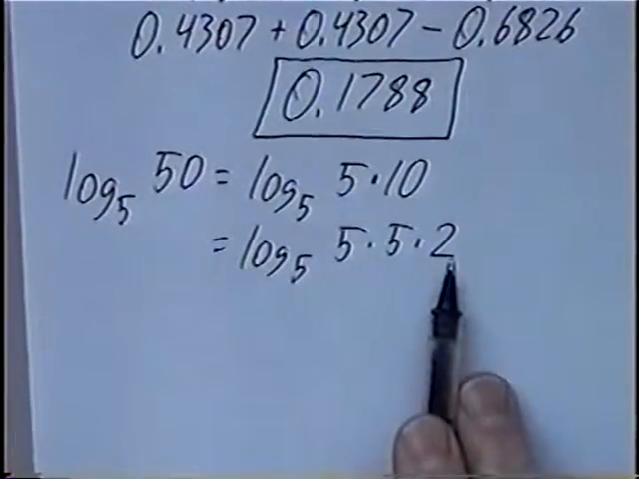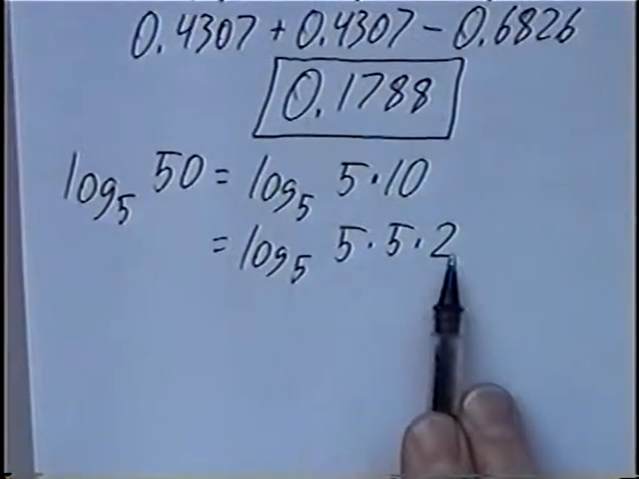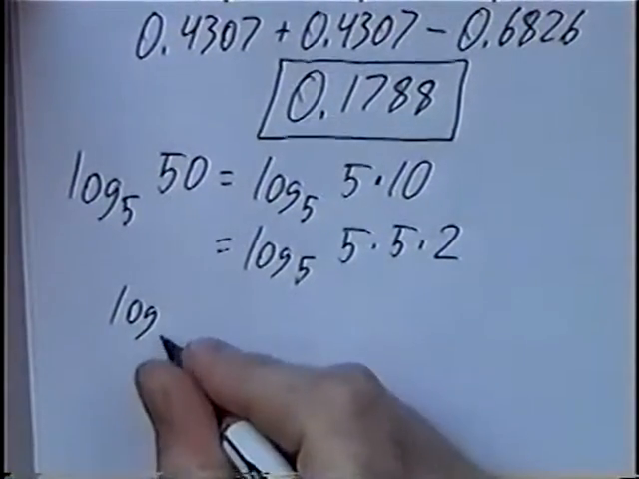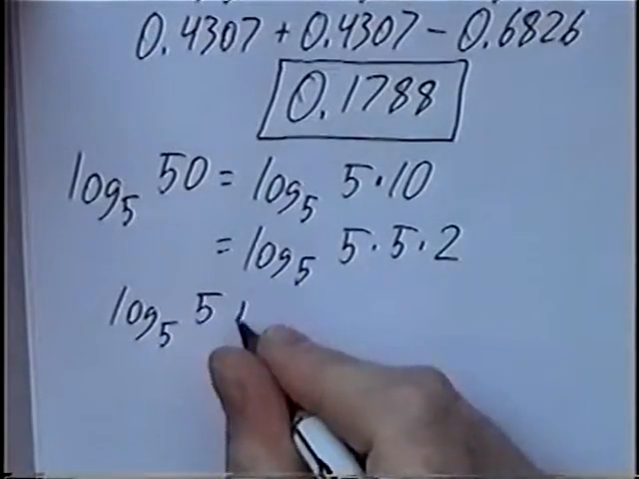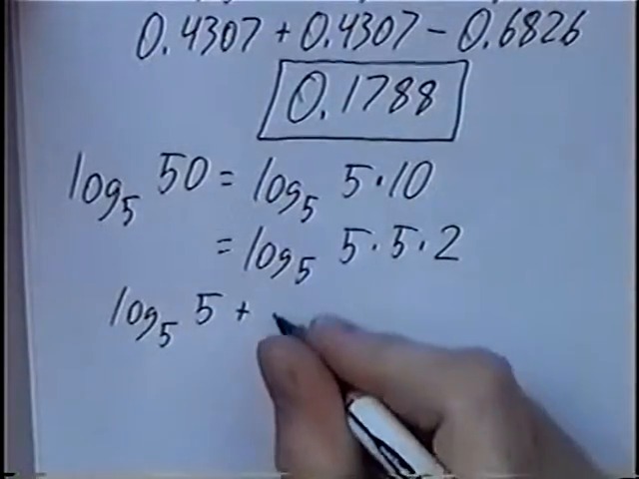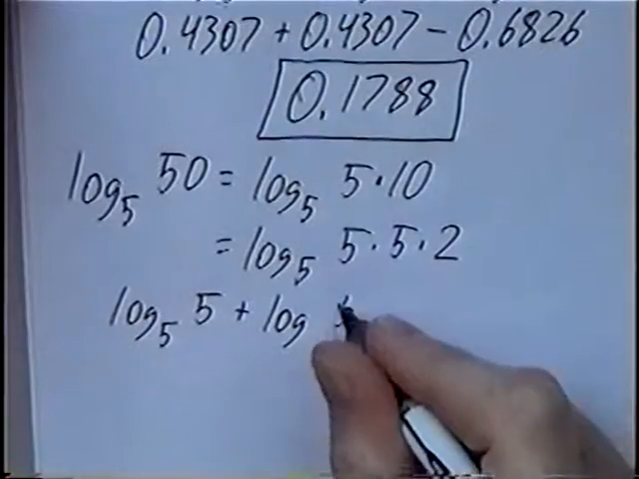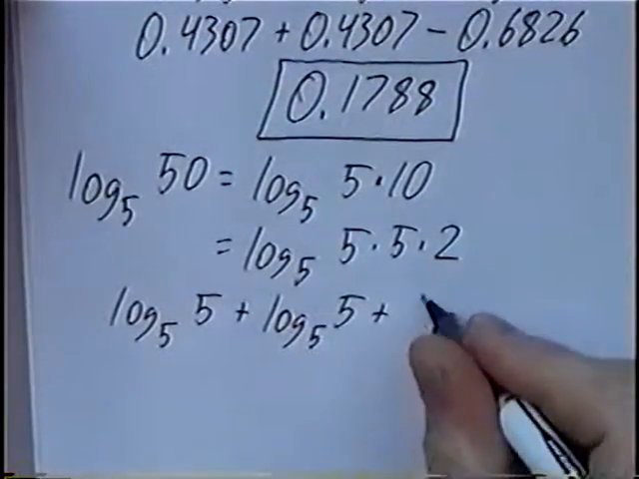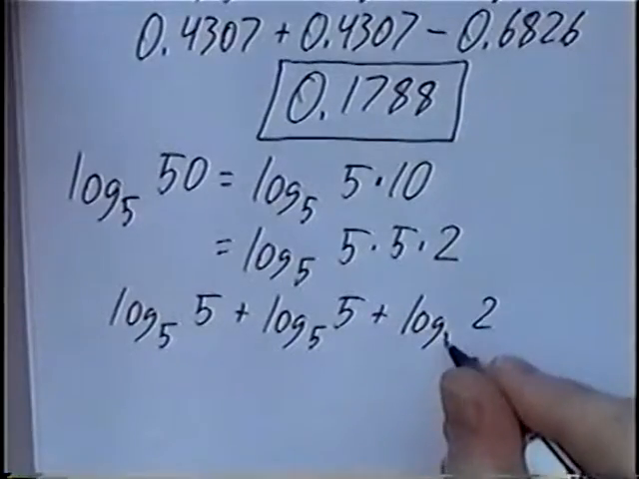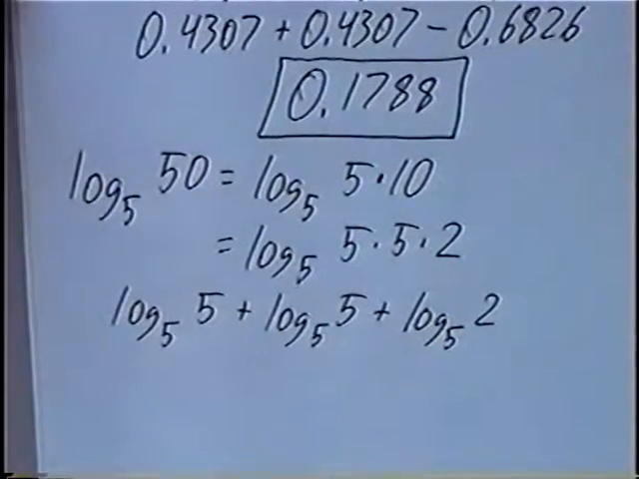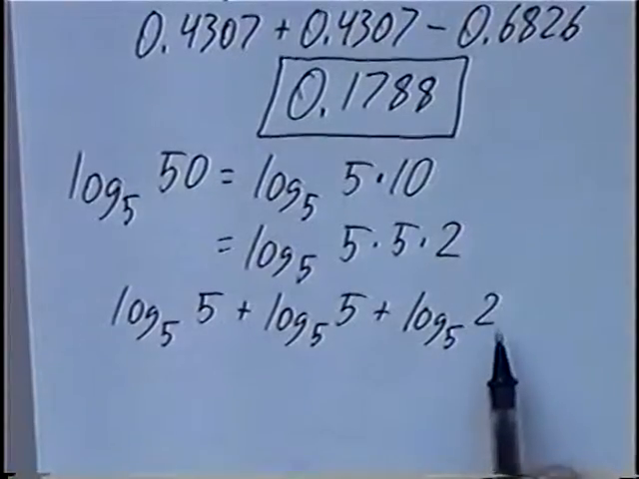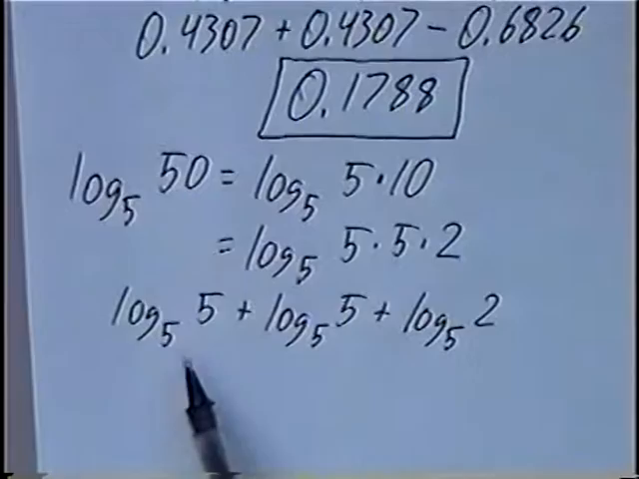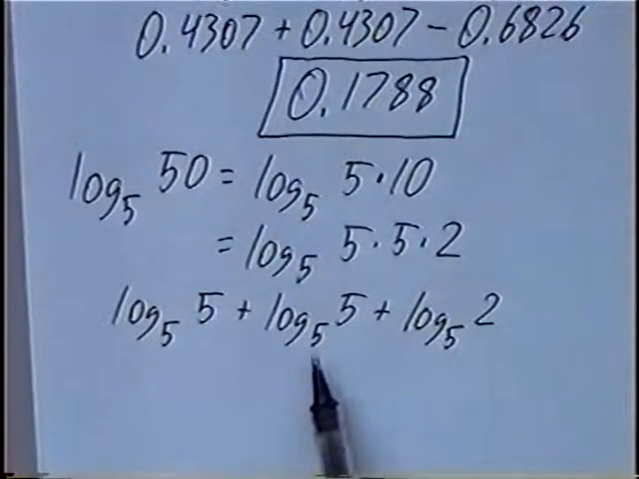Since this is all multiplication, we can change this using the properties to the addition of 3 logs. We'll have log 5 base 5 plus the second number being multiplied, which would be log 5 base 5, and plus the last log, which would be log 2 base 5. Looking back at the given information, log 2 base 5 is given as a decimal. Log 5 base 5 and log 5 base 5 are not given.